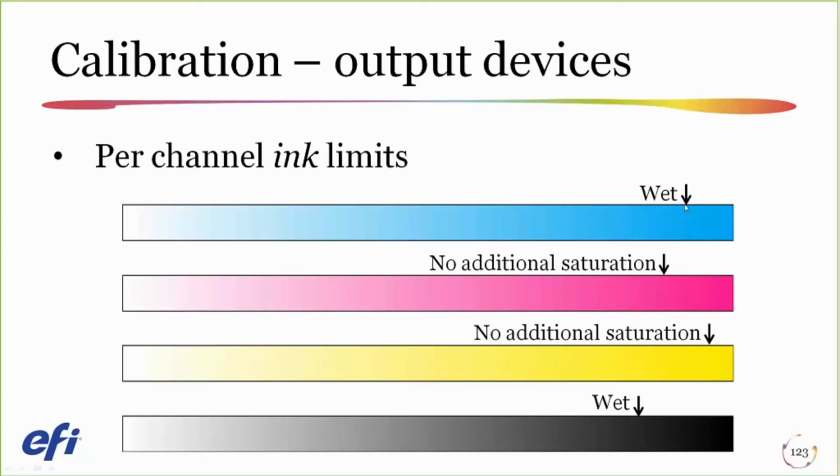So right at this point, that much cyan ink, any more than that, and the paper's coming out wet. At this level of magenta, any more, and I'm not getting any more saturation. It's not wet, but I'm not gaining anything. Same with yellow. And on my black ink, again, at this point, it's wet. So I can say 92% is the maximum ink limit for cyan, 89 magenta, 96 yellow, 81 black. Any more than that, and it's either coming out wet or I'm wasting ink.